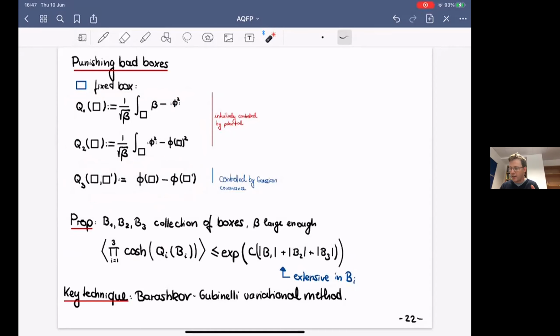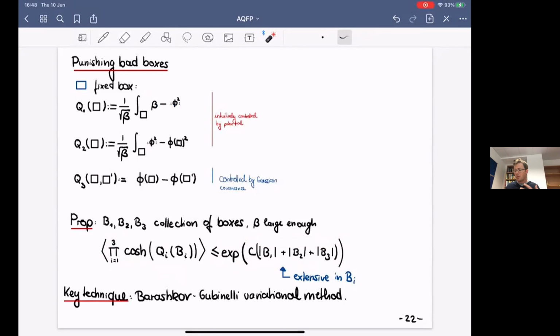You should think of Q1 and Q2 being big as unlikely because of the potential, and Q3 being big as unlikely because of the Dirichlet energy between the blocks. Then what we prove, one of the key technical estimates of the whole paper, is this exponential moment bound for these Qi. We fix an arbitrary collection of these Qi and take exponential moments of them, and then we get this kind of extensive behavior in the size of the collection.